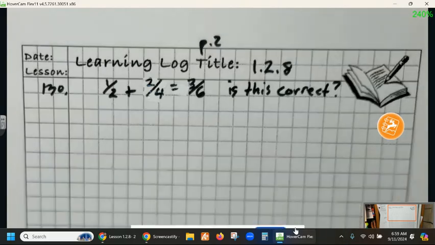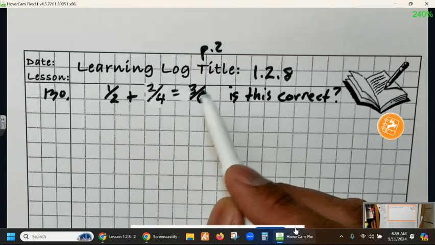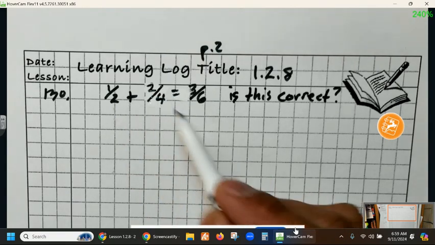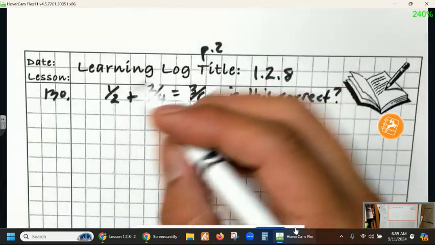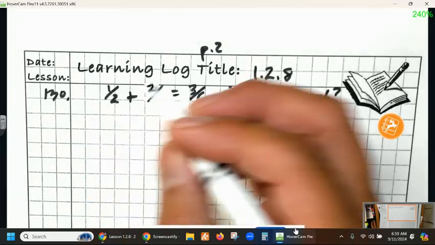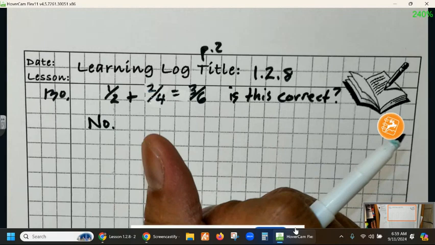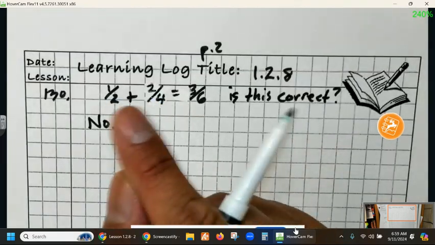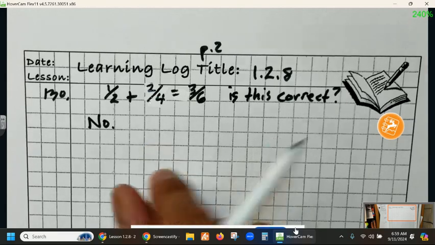And we can see, first of all, how he got his answer. 1 plus 2 is 3, and 2 plus 4 is 6. But is this the correct method? Okay, so the method is actually incorrect, because we all know that when we add fractions, they need to have the same denominator. So let's work this out correctly.